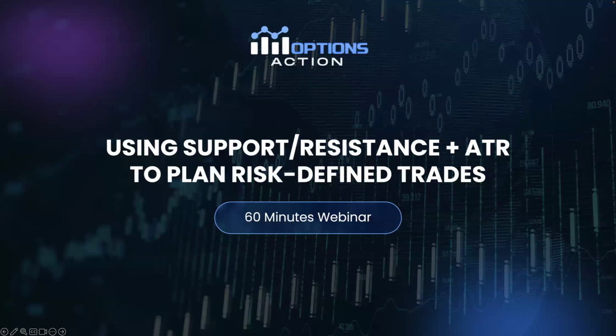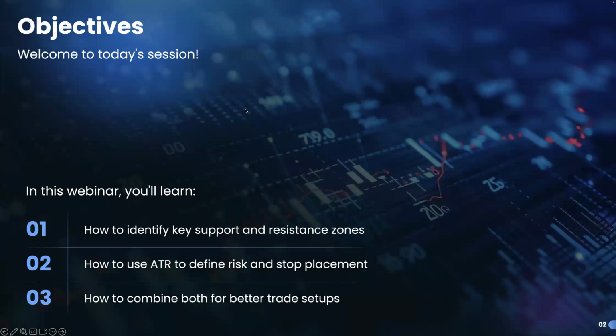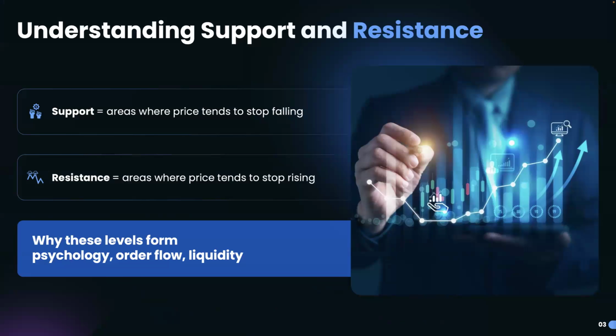And so our goal today is we're going to be talking about using support and resistance with ATR to plan your risk to find trades. And the goal for us today is really to help you understand what that looks like in regards to support and resistance. So you're going to learn how to identify key support and resistance zones, how to use ATR to define that risk and stop placement, and then how to combine both for better trade setups. Okay. So first you want to understand the support and resistance, right?